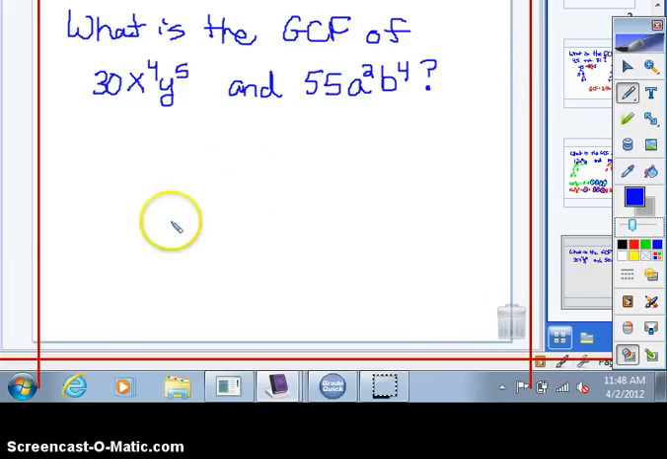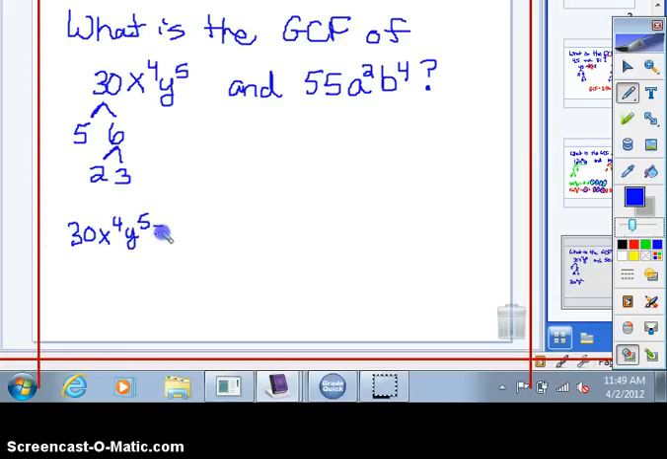Because we're high school math students. What does 30 factor into? 5, 6, and 5 is a prime number. Is 6 a prime number? 2 and 3. So if I have 30x to the fourth, y to the fifth, then that means I have 2 times 3 times 5. How many x's? And how many y's?